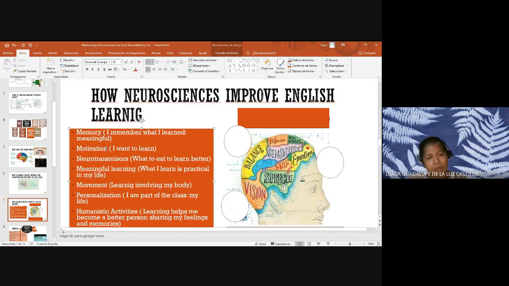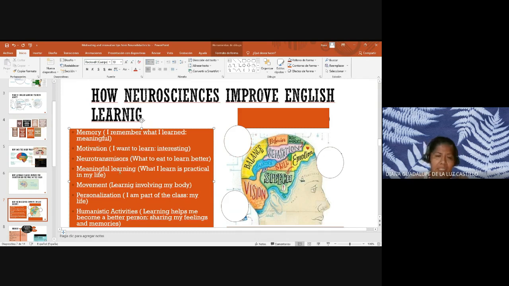What do students say when there's motivation? I want to learn. I don't care who motivates me, but I want to learn because what I learn is something interesting. So interesting topics. What do students say? Okay, if I eat well, I'm gonna learn better. But sometimes they don't even know what to eat in order to learn better.